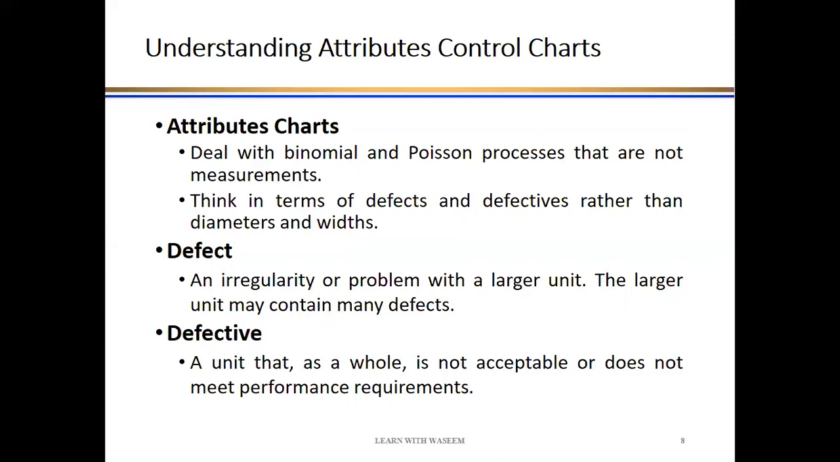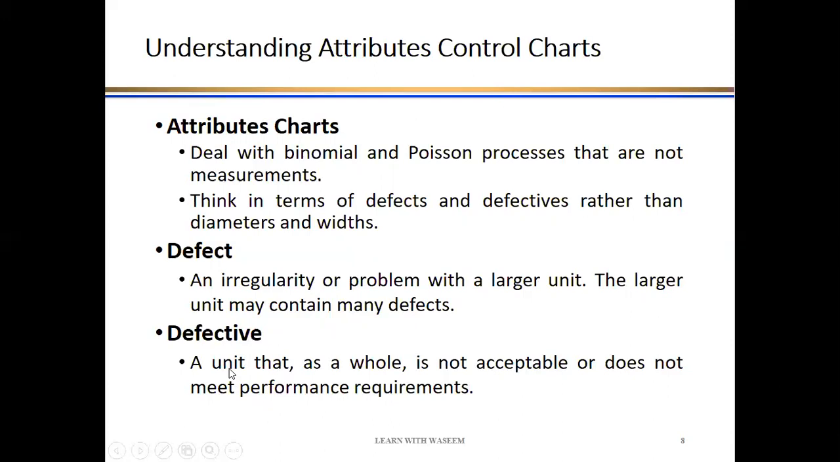A defect is an irregularity or problem with a larger unit. The larger unit may contain many defects. For example, a piece of glass may contain several bubbles or scratches. Some of these may be detectable only with a magnifying glass. Defects are countable, such as 6 flaws within a particular glass pane.